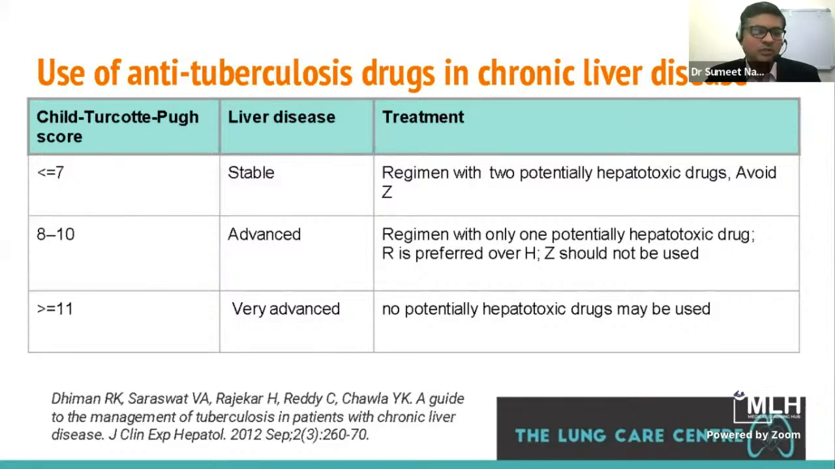If the CTP score is between 8 and 10 and liver disease is advanced, then the patient has to be put on a regimen containing just one hepatotoxic drug. Rifampicin is preferred over isoniazid. Here, pyrazinamide is absolutely contraindicated. And if the CTP score is more than or equal to 11 and the liver disease is very advanced, in these cases, no potentially hepatotoxic drugs may be used.